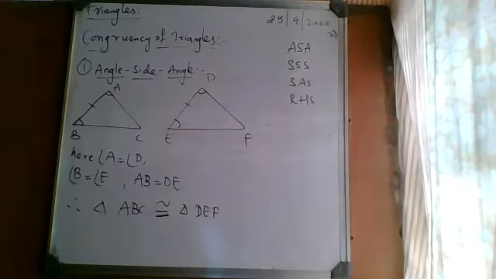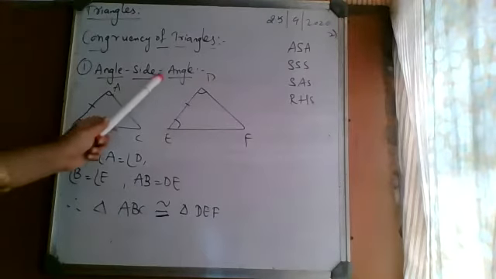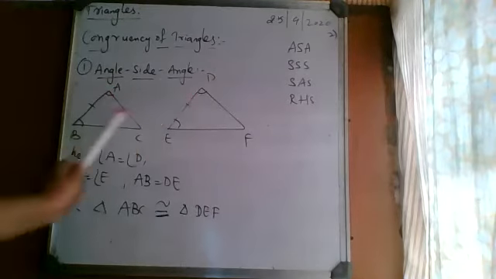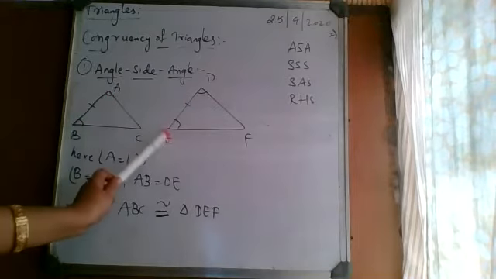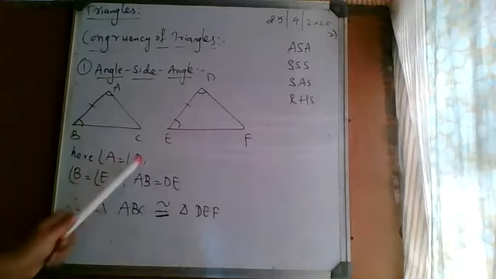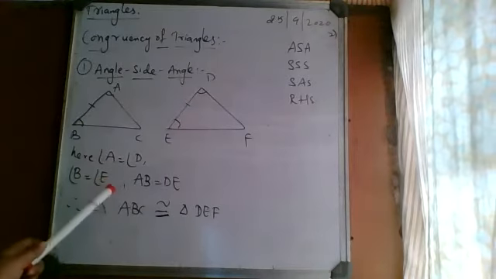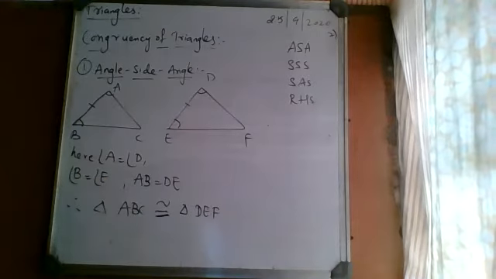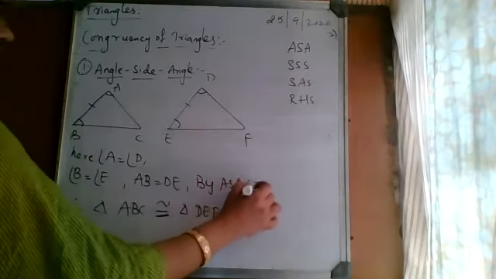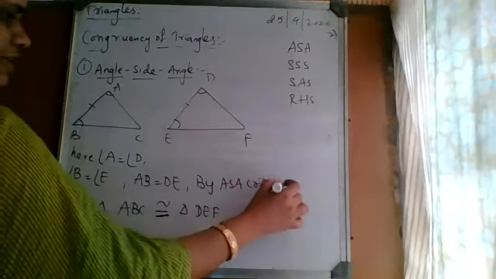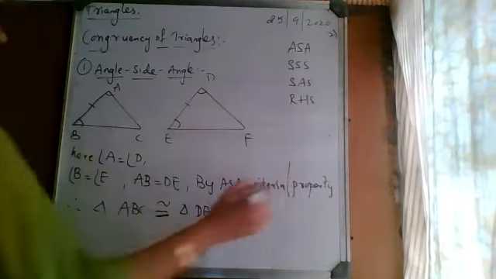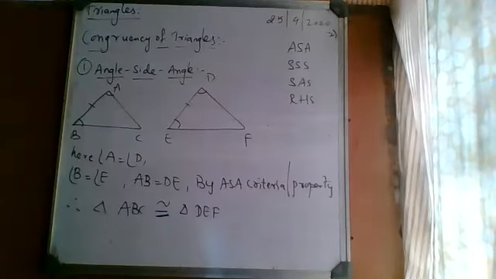Once again, I am teaching. Angle, side, angle. Take two angles, any two angles. Suppose A is equal to D, and B is equal to E. Let us take side AB is equal to DE, sorry. Therefore, we can say by which property? By ASA property or criteria. You can write criteria or property. By this property, we can say these two triangles are congruent.